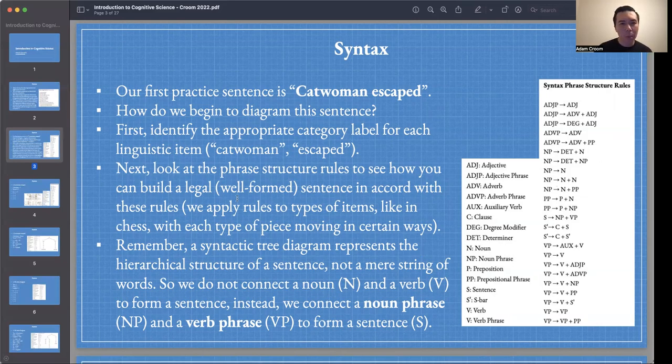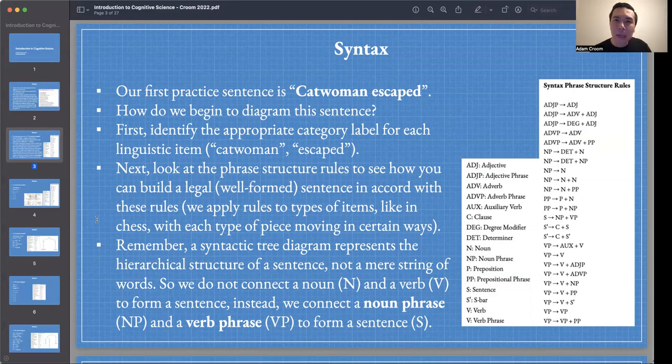Finally, another point that I want to make here, well, a few points, is that remember that a sentence is not just a string of words, right? But rather a sentence is a structural arrangement, right? So a sentence has a hierarchical organizational structure and not just a linear order, okay?